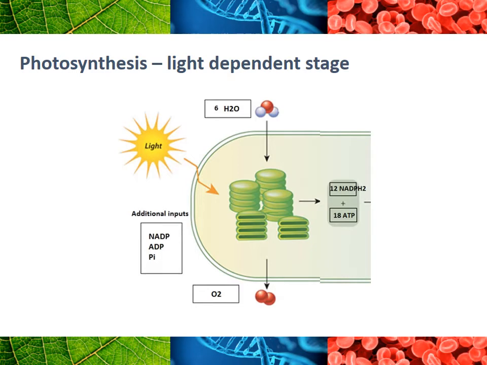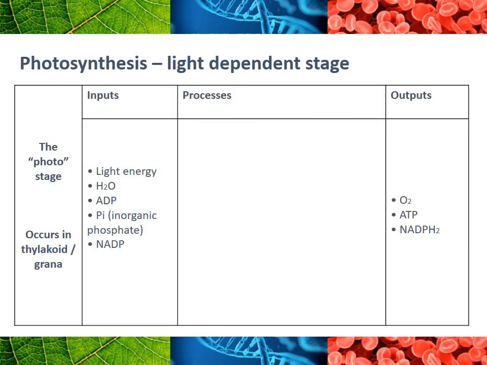So we'll just look at this left side first, the light dependent stage. We call this the photo stage because this is when the light is absorbed, and this, as we said before, occurs in the thylakoid, so in those kind of membrane sacs. Inputs: light, water, ADP, inorganic phosphate, and NADP. From our equation, you probably only recognize these two, the light and the water, but the other things are crucial.